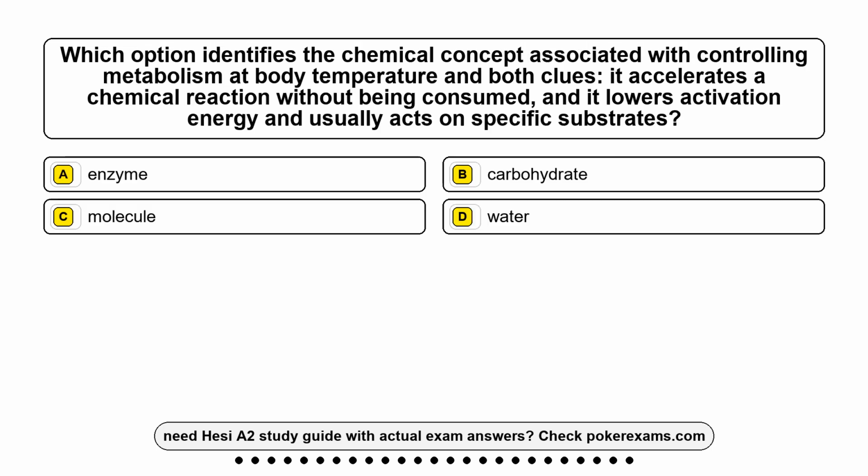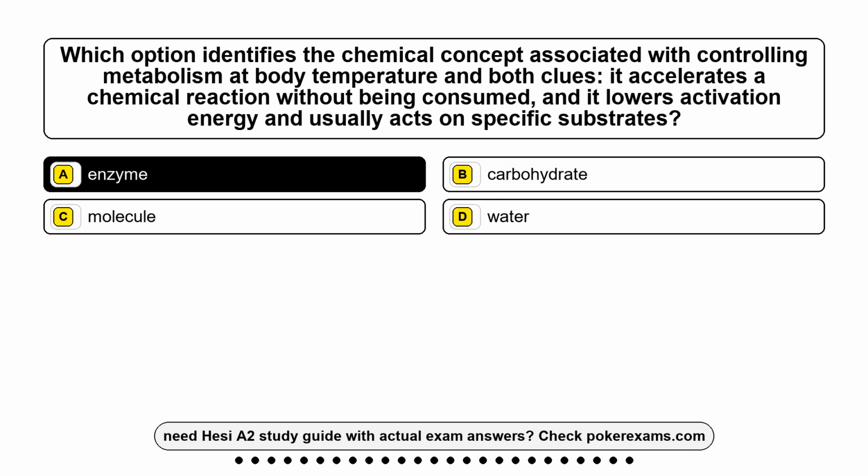Question 16. Which option identifies the chemical concept associated with controlling metabolism at body temperature? In both clues, it accelerates a chemical reaction without being consumed, and it lowers activation energy and usually acts on specific substrates. Option A, enzyme. Option B, carbohydrate. Option C, molecule. Option D, water. The correct answer is option A, enzyme.